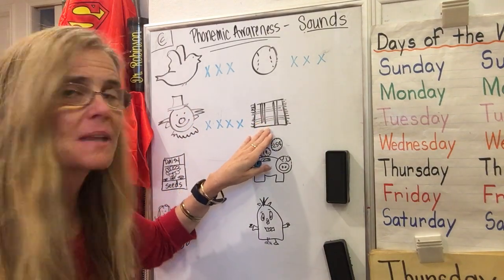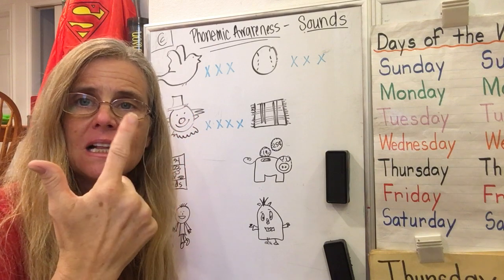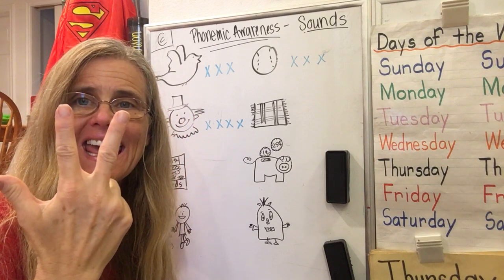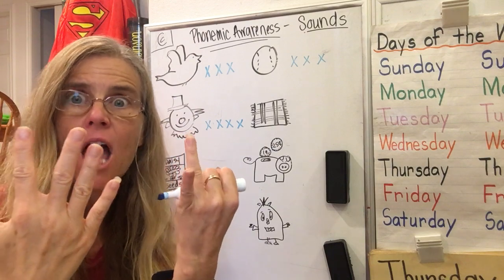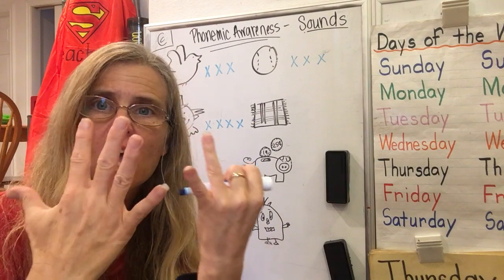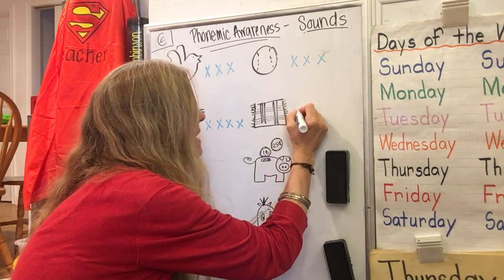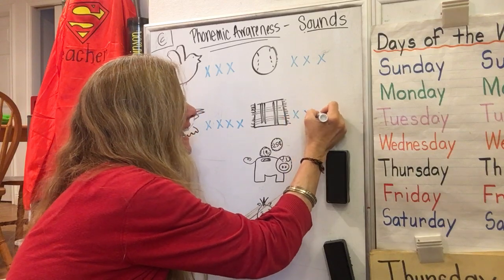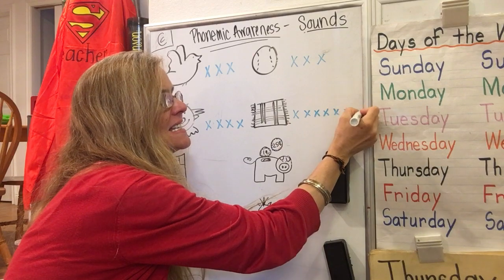This is a blanket. Blanket. B, l, a, n, k, e, t. 7 sounds in that word.